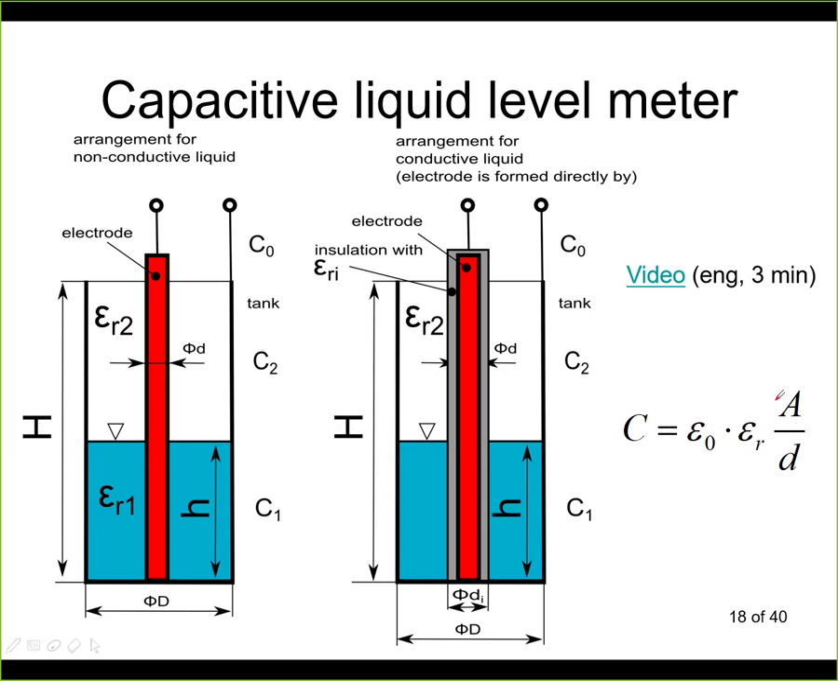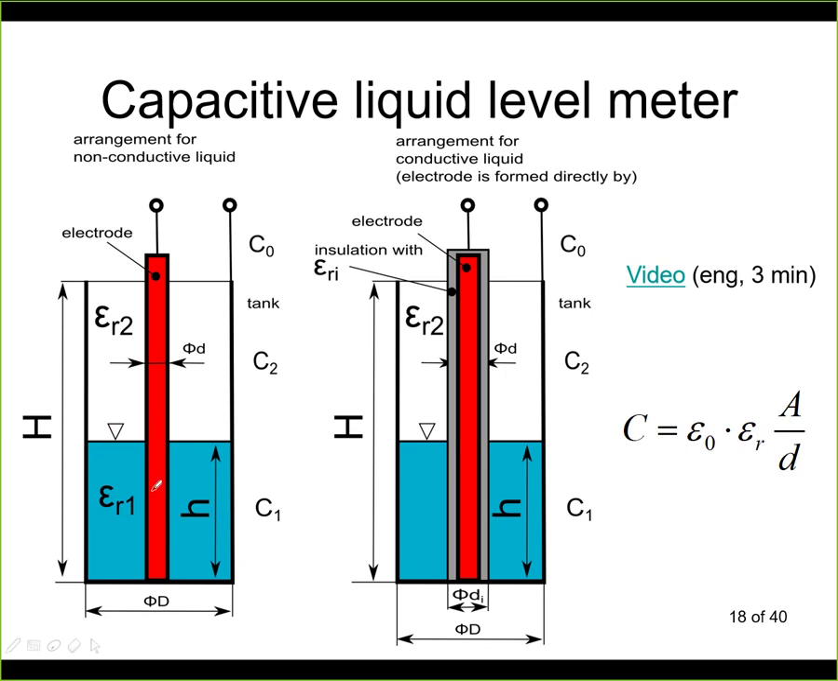So if we have an area A and distance d between the electrodes, we can see that we can change basically all three, but in capacitive liquid level sensing, what we are doing typically is that we're changing just the epsilon r. So we're basically changing the material that we have between the electrodes. Here you have two examples. Let's start first with this one.